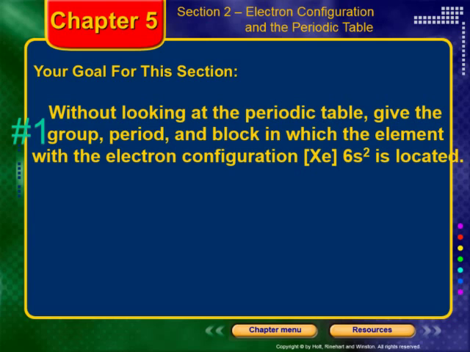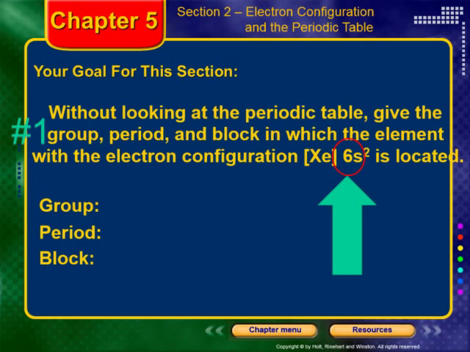Give the group, period, and block. Here we go. Now, this is 6s2. There are 2 electrons in the 6s, so that means we are in group 2. Looking at the principal quantum number, 6, that means it's going to be period 6. And the block is S, because it's 6s2. These 3 terms in the outermost electron configuration notation, the 6s2, are the terms that give us the information here. Group 2, period 6, block S.